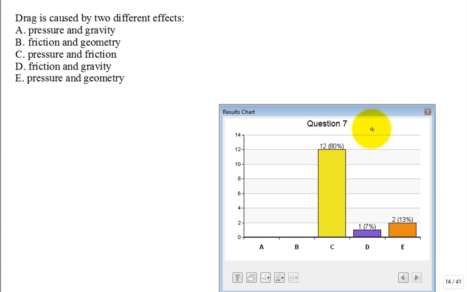Drag is caused by two different effects. Clicker, here we go. Drag is caused by two different effects. Pressure, gravity, friction, geometry, pressure, friction, friction, gravity, pressure, geometry. So, what is it? Friction is one, and pressure is the other. Isn't it pressure and friction? Yeah. So the skin friction component and then the pressure component for the drag.